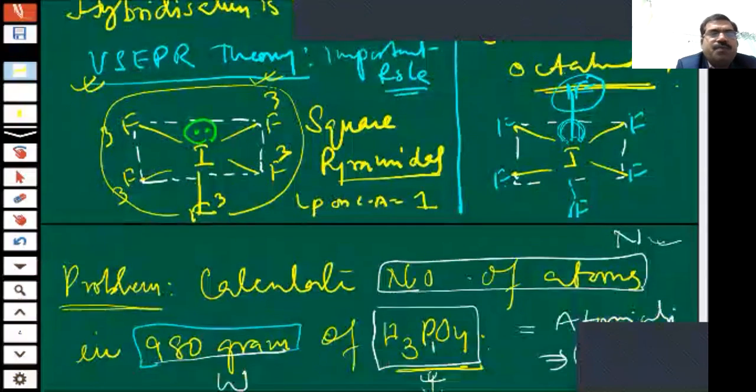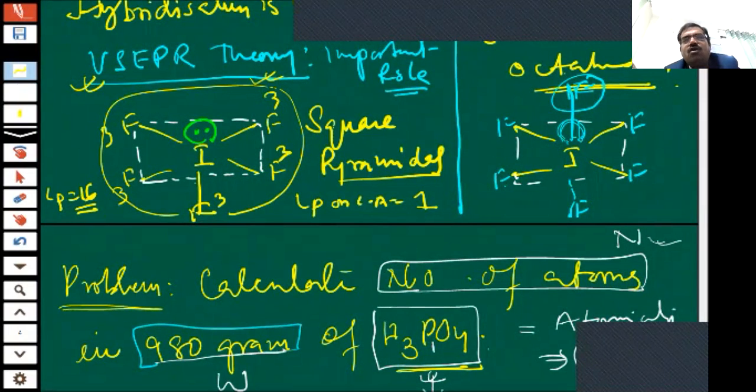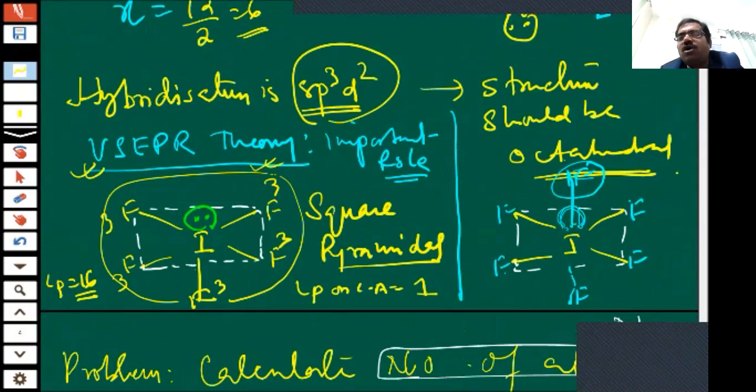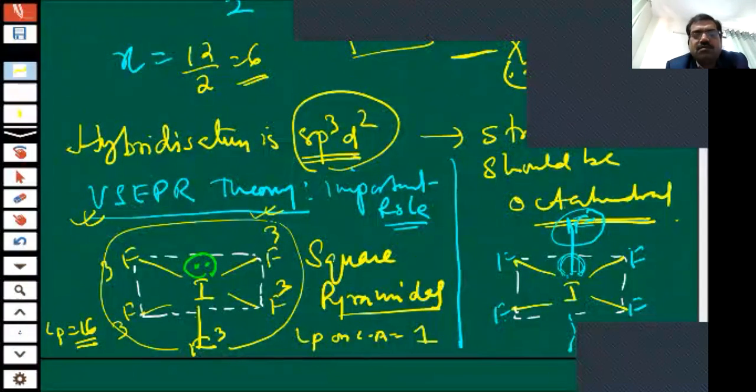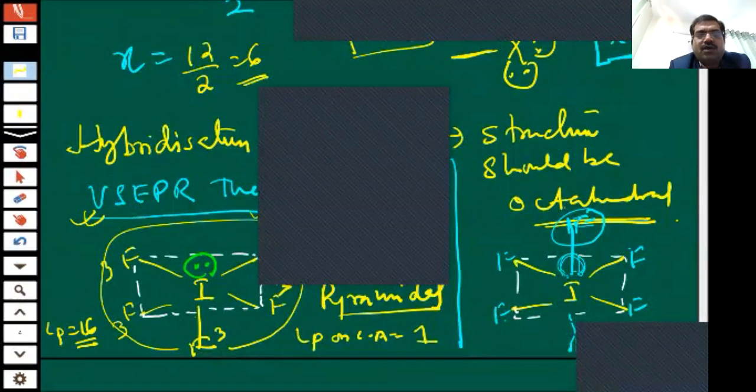Yeah. So total lone pair is equal to 16. Total lone pair is 16. 17 is not the correct answer. I counted the last lone pair as number of electron. Okay, right. Let us see.